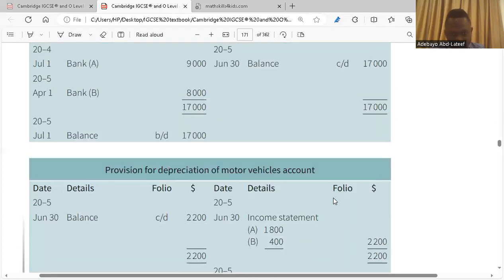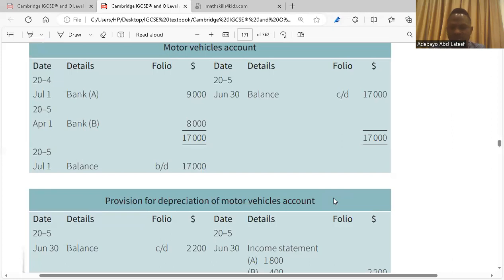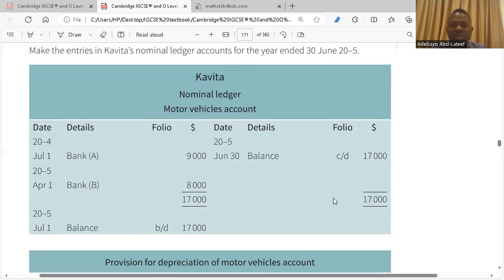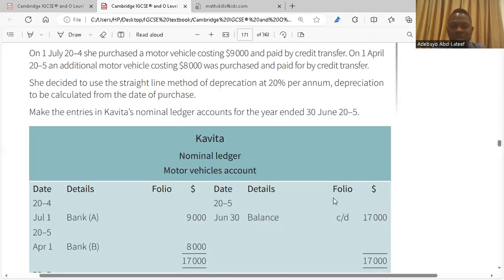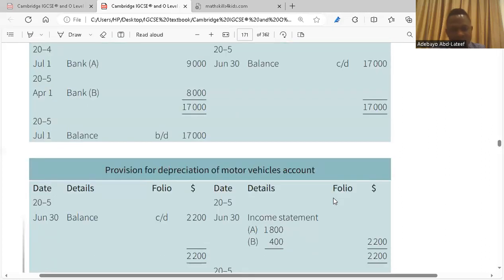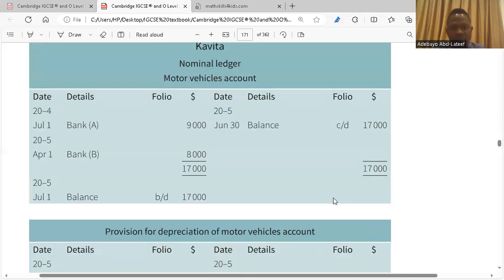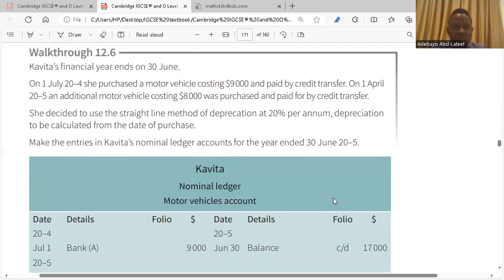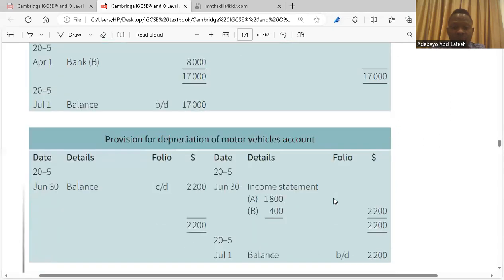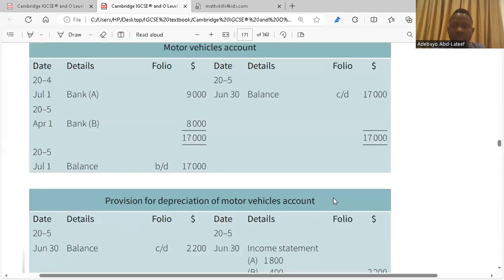So if it is set at 20%, that's 20% of 9,000 and 20% of 8,000. They said that they use the straight line method. It's not the reducing balance method. Because you're reducing 20%, should I use the straight line method? Depreciation at 20%.